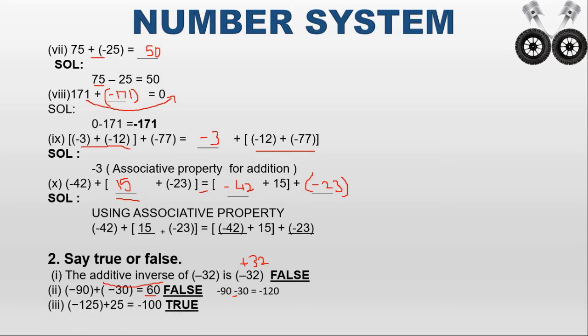What is the third question? Minus 125 plus 25 equal to minus 100. So what is given here? The two integers are having the different sign. That means you have to find the difference. That is, you have to subtract 125 minus 25. The answer is 100. So what is the biggest number here? The biggest number is 125. What is the sign for the biggest number? Negative. So you have to write the answer as a negative 100. So the same answer is given in the problem also. So that it is true.